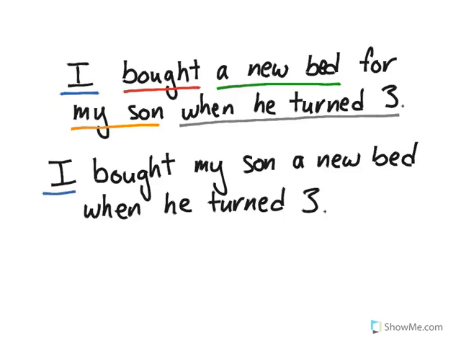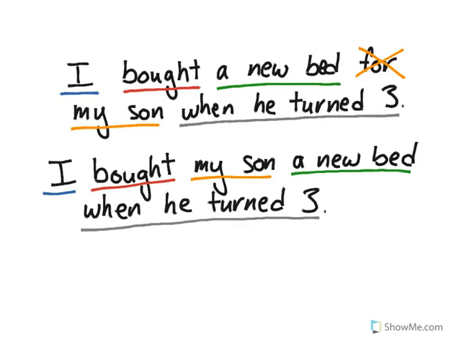Again, the subject's the same. The verb is the same. We still have a new bed as the direct object and my son as the indirect object. We got rid of that preposition for, and we just kept when he turned 3. We don't have to do anything else to the sentence.